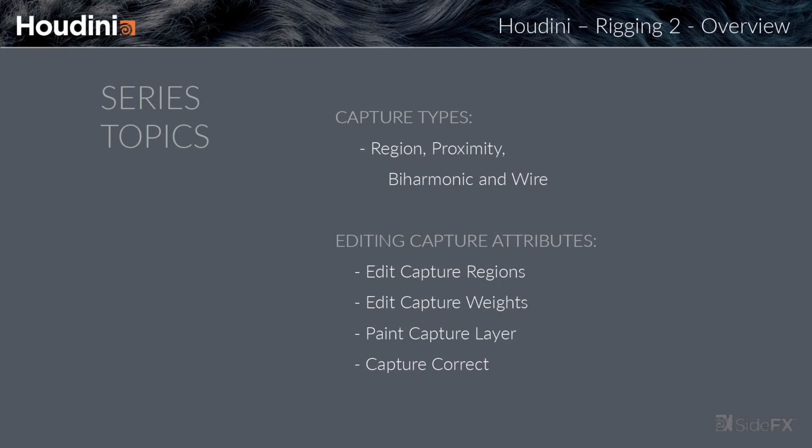Then we'll look at the capture types available, including region, proximity, biharmonic, and wire. Then we'll look at editing capture attributes using the Edit Capture Regions tool, the Edit Capture Weights tool, the Paint Capture Layer tool, and the Capture Correct tool.